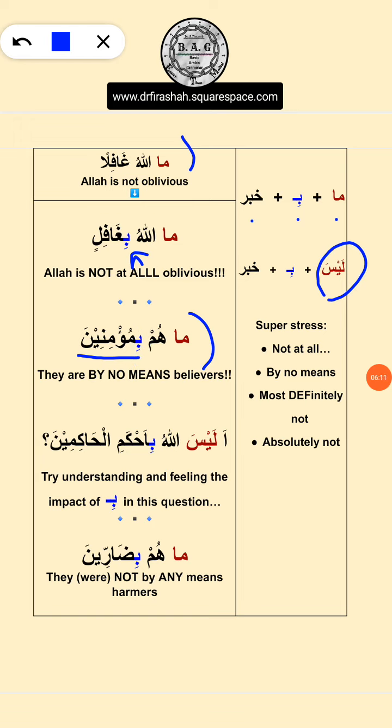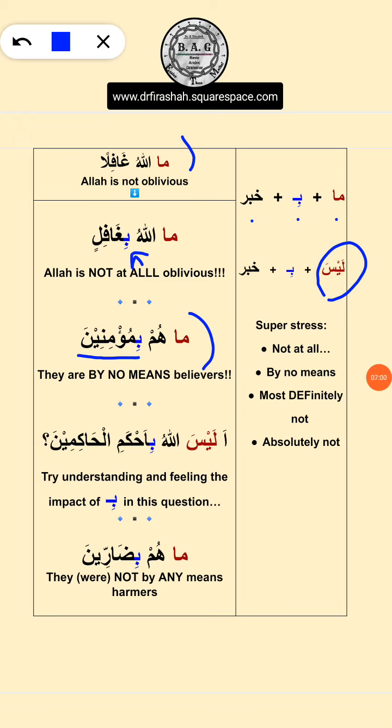All right, now this was just the grammatical part. This is for the labeling part, so you know what each part means and what kind of i'rab each part has. But from the point of view of implication and essence, you know that it means a super stress. So mahum bimu'minina means not at all, or simply by no means. They are by no means believers. Then you've got a lot of exclamation marks after that. So start appreciating and understanding these implications of the formations in Arabic now. They are most definitely not believers.